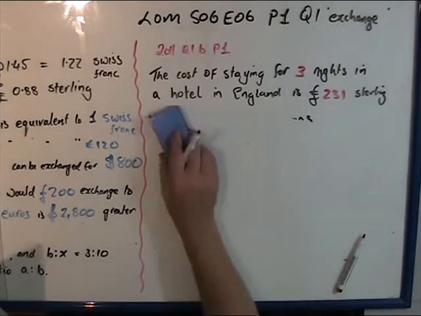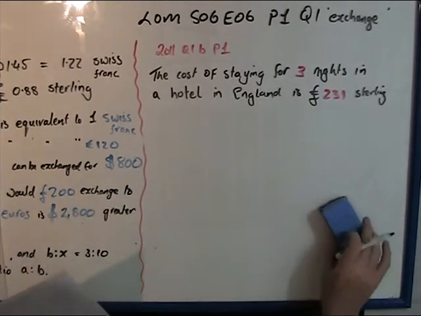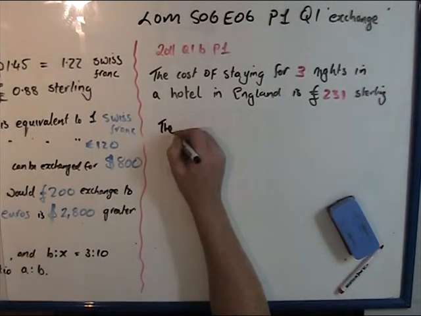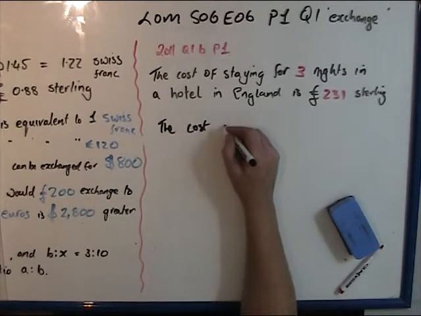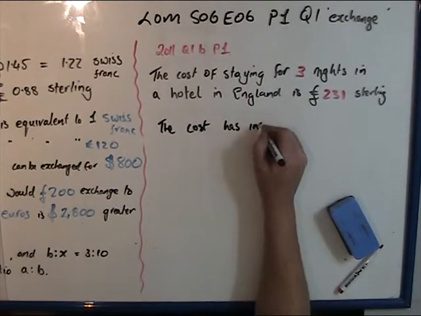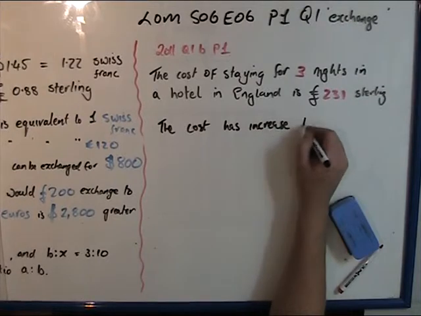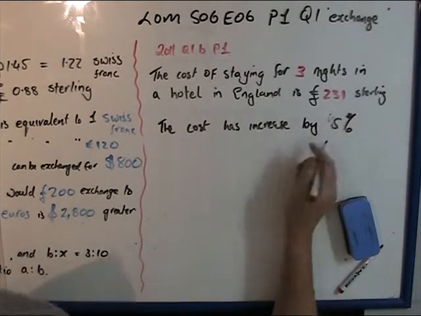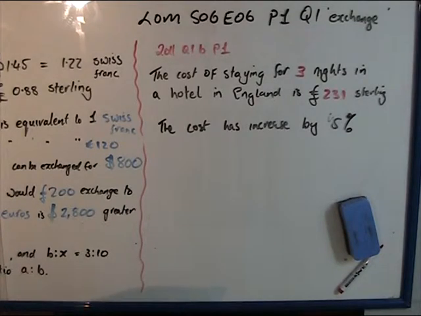Part 2 is: this cost is 5% more than last year. Find in euro the cost a year ago. So the new cost, the cost has increased by 5%. So this is a 5% increase. In other words, I have to find out what the cost was.